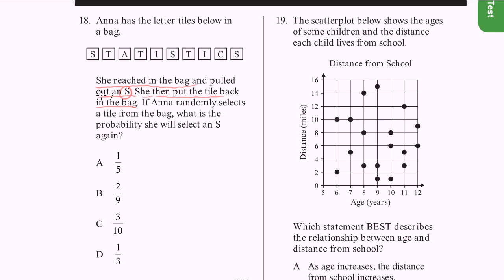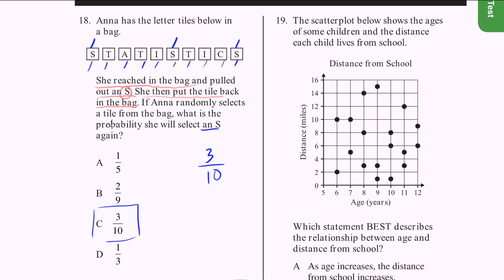Then it says if Anna randomly selects a tile from the bag, what is the probability she selects an S? So all we have to say is all of these are in the bag. So what are the possible outcomes? There's 1, 2, 3, 4, 5, 6, 7, 8, 9, 10 possible outcomes. So that's going to be the denominator for our probability. And then what are the outcomes where she selects an S? There's 1 S, 2 S, and 3 S's. There are 3 out of the 10 situations that involve selecting an S. So the answer is 3/10.